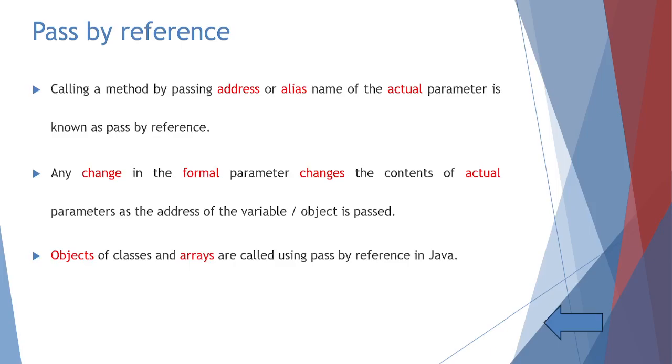Any change in formal parameter changes the contents of actual parameters because we are sending the address of actual parameters. So the method can change the contents of the address. Now, objects of classes and arrays are called using pass by reference in Java, that is fixed. All primitive data types pass by value. All objects and arrays use reference, that is address.